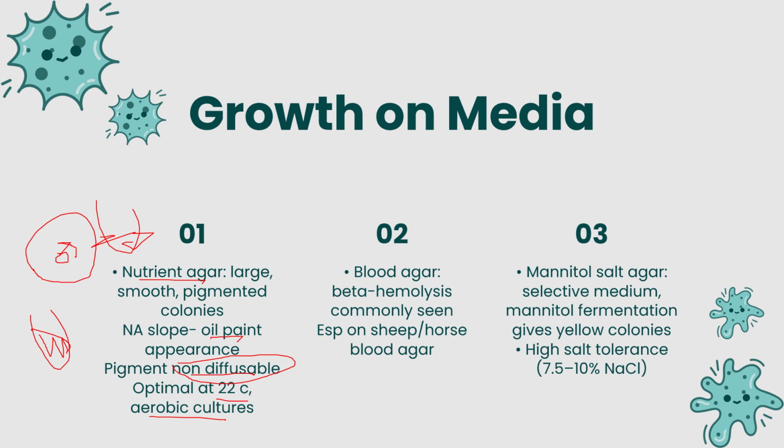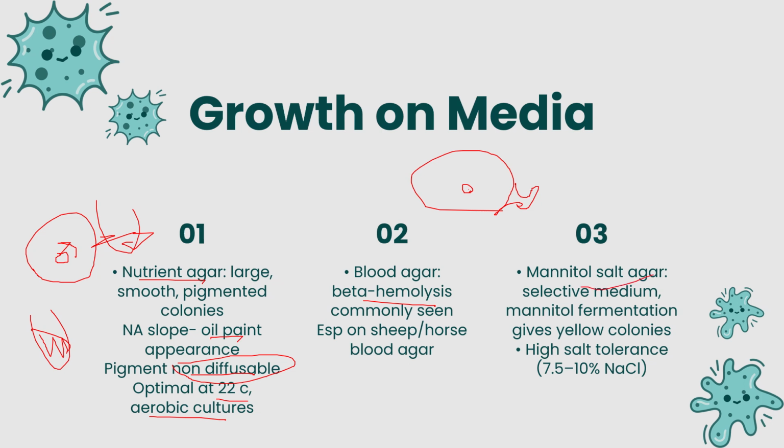On blood agar plates, you can also see some beta hemolysis. What is beta hemolysis? When it is grown on a blood agar plate, suppose there is a colony, around these colonies there is a zone of hemolysis, that is, clearing of the media. The media will appear lighter in color and it will clear out. This is commonly seen in sheep or horse blood agar. On these two agar plates, the hemolysis is best seen.